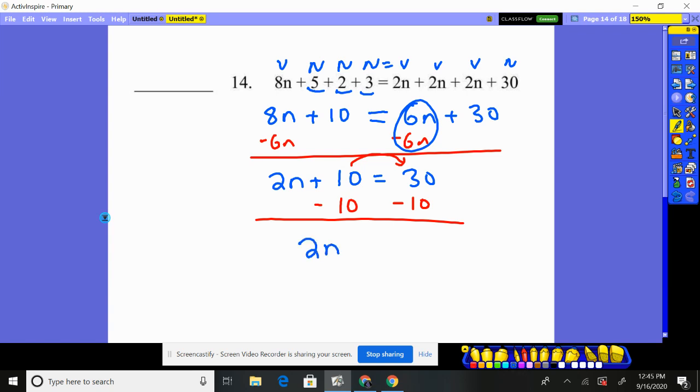I'll get 2n is equal to 30 minus 10, which is how much? 20. And now I'm going to go ahead and divide by 2 to get a single n by itself, which in this case, the value for n is 10. If we plug 10 into there, and there, the two sides will be equal.